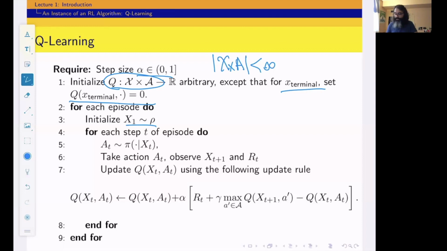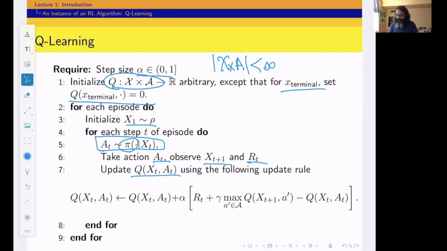For each time step, the agent chooses action At according to its policy, some policy. Then it gives that action to the environment, and gets the new state Xt+1 and the reward. So we get the reward and then we update Q using the following update rule. So what is the update rule?